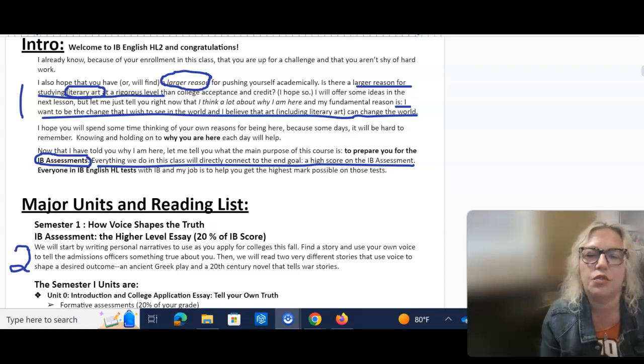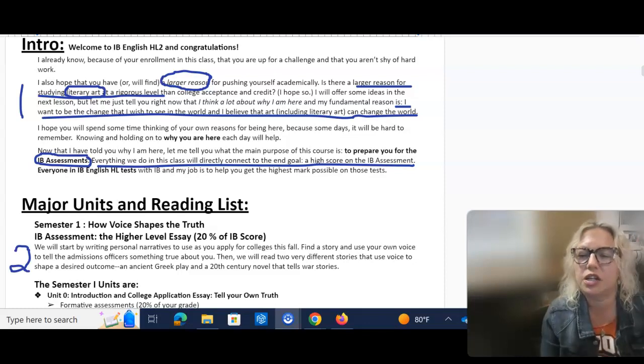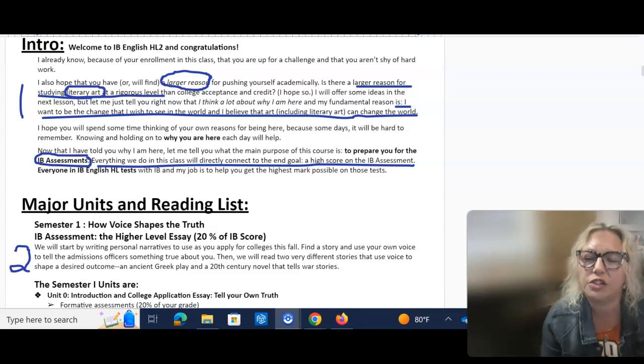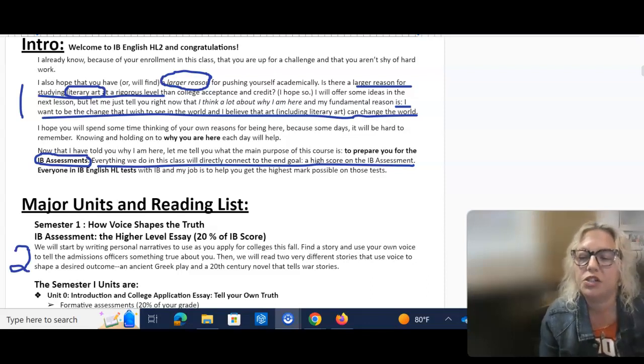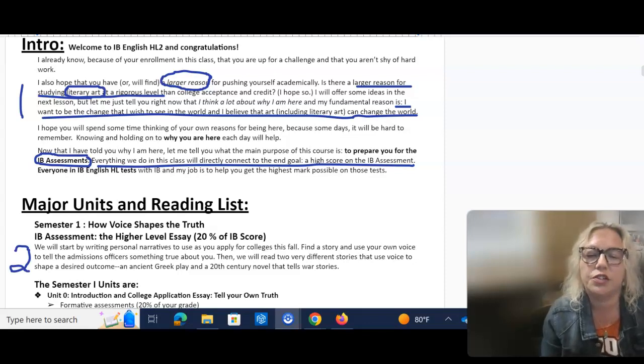Let's move on to the second section, major units and reading lists. Semester 1, how voice shapes the truth. IB assessment, the higher level essay, 20% of IB score. We will start by writing personal narratives to use as you apply for colleges this fall. Find a story and use your own voice to tell the admissions officers something true about you. Then we will read 2 very different stories that use voice to shape a desired outcome, an ancient Greek play and a 20th century novel that tells war stories.